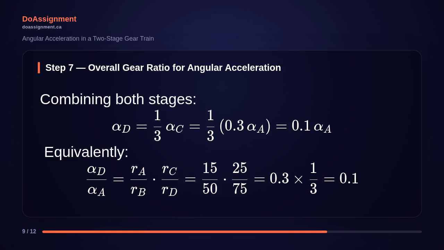Combining both gear stages, alpha D equals 0.1 times alpha A. We can verify this by multiplying the two gear ratios. 15 over 50 times 25 over 75 equals 0.3 times 1/3, which equals 0.1. This is the overall ratio of angular acceleration from gear A to gear D.